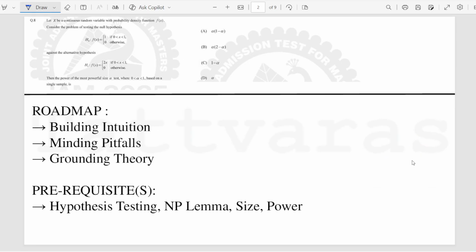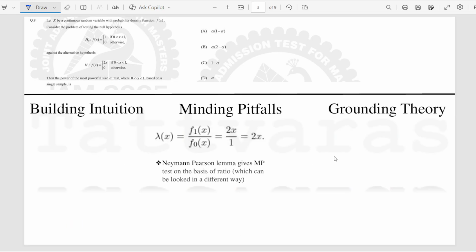Let's get started with this question on hypothesis testing. You have to find the power of the most powerful test of the given size. Naturally, there's the use of Neyman Pearson lemma and the concepts of size and power. So let's get started. Now, it's a very protocol based sum.